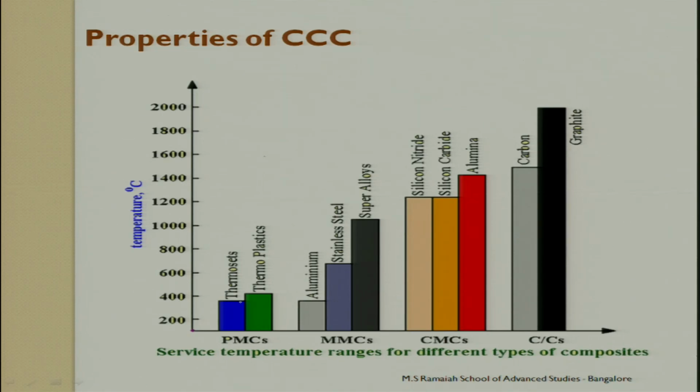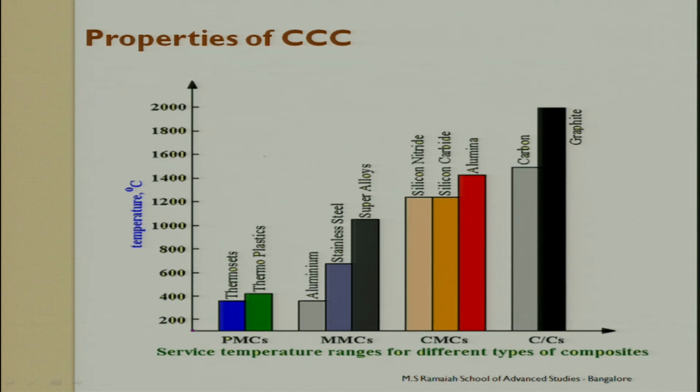So, if you look at temperatures, a polymer matrix composite with thermoset can go up to 300 or 400 degrees Celsius, and this can go up to 500 degrees Celsius. A metal matrix composite can go from 400 degrees Celsius, and depending upon your matrix requirement, up to 1000 degrees Celsius. This is the service condition where it can work. A ceramic matrix composite can go up to 1300 degrees Celsius, with silicon nitride or silicon carbide. Alumina can go to a slightly higher temperature of 1400 degrees Celsius.